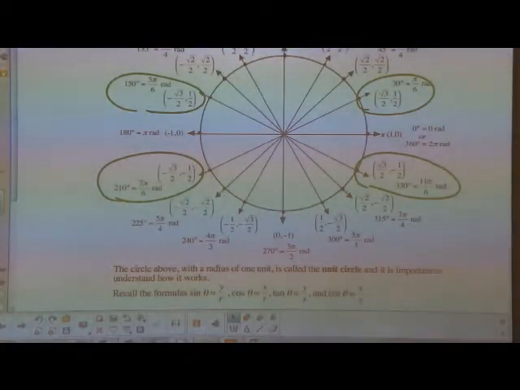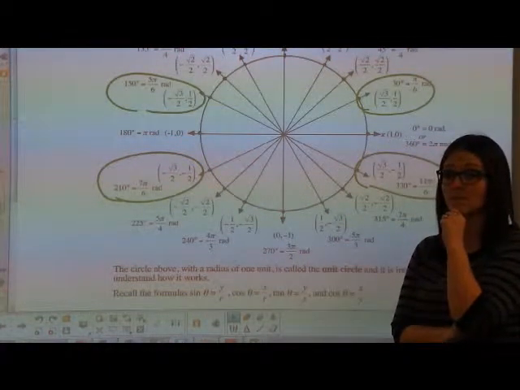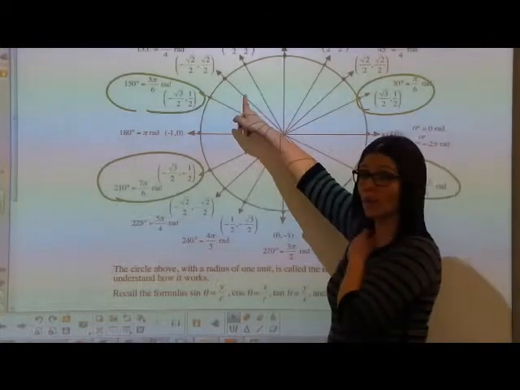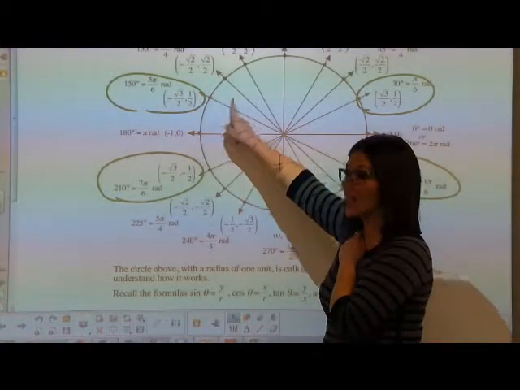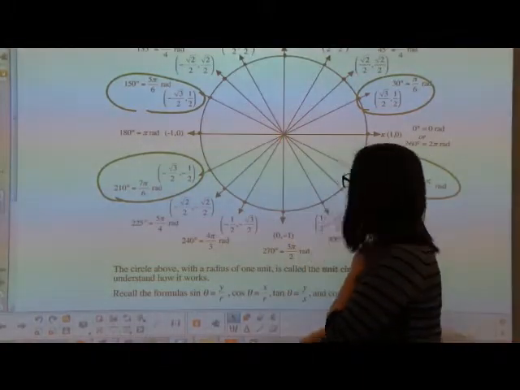What do you notice about the 3 points that I just circled? Well, they're the same numbers, but they're just positive or negative. And they're positive and negative depending on what? What quadrant they're in. Because in this quadrant, x is negative, so that means this has to be negative. That's a good thing to notice.